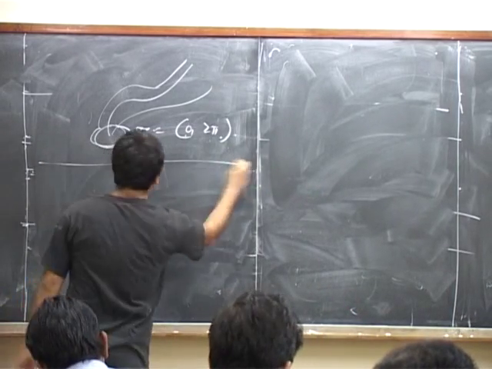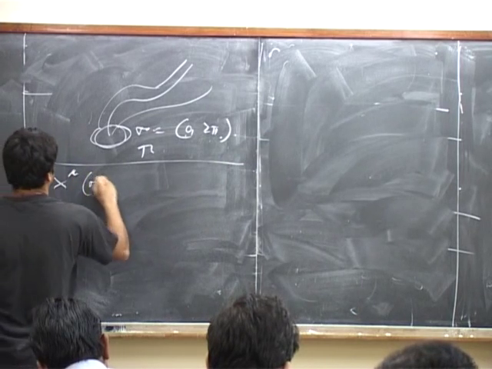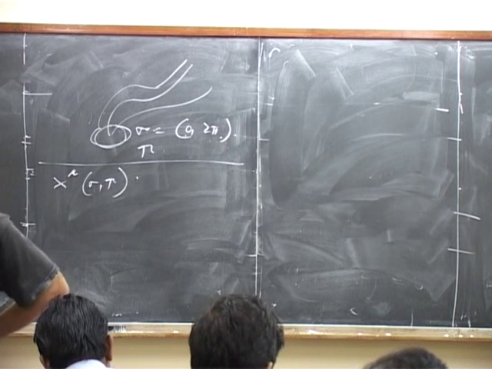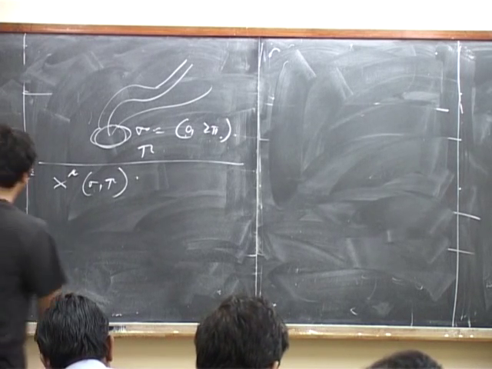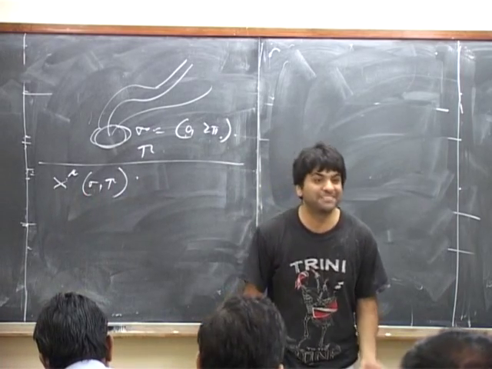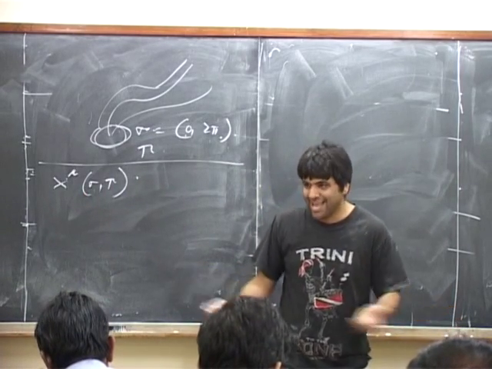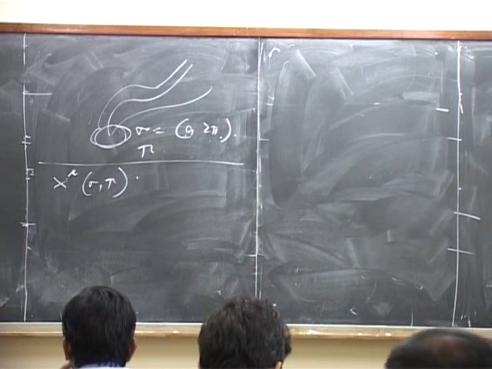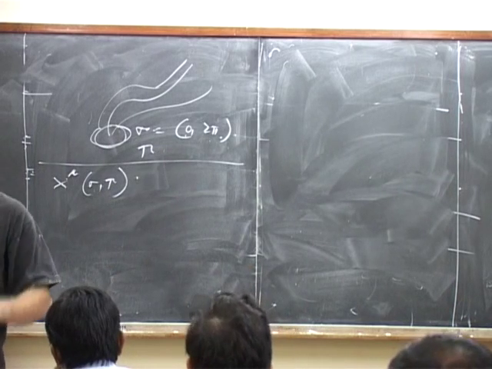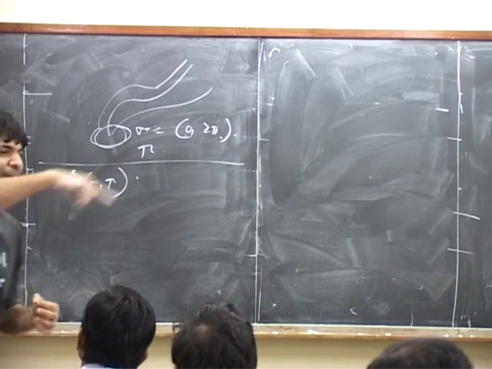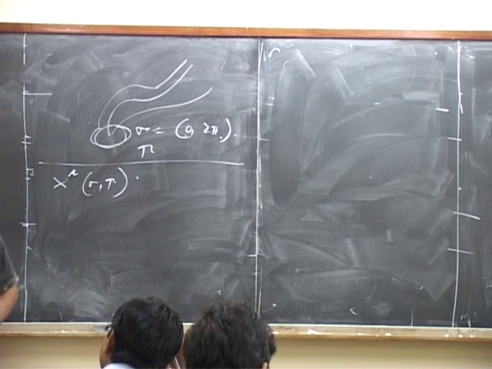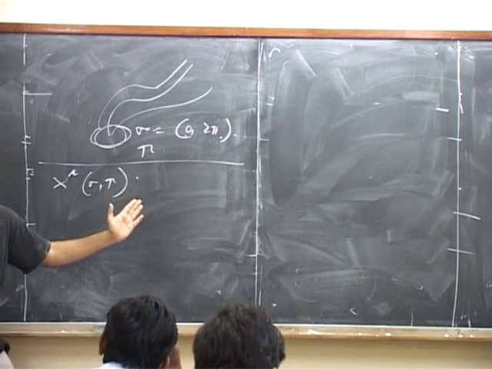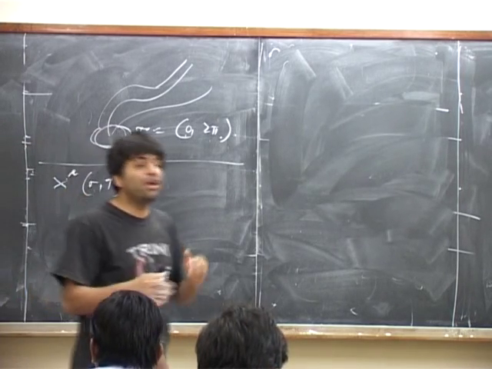What are our variables? Our variables are x mu of sigma and tau. Once again, these variables are physically redundant, of course. Because you could use one of the coordinates in space-time, you can use time for tau and some other function of the spatial coordinates for sigma. So actually the real number of variables is d minus 2. But we're not going to worry about that.